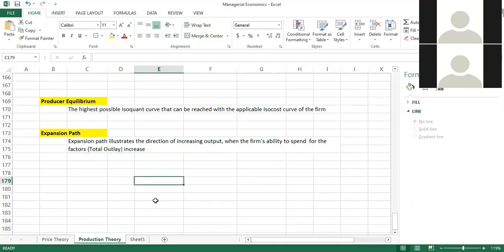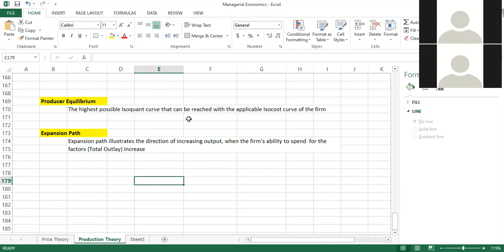Right? So always it will not be a graph like this, right? It will not increase in the same way. Sometimes it might increase towards the vertical axis. Sometimes the direction may be towards the horizontal axis. That depends on what? That depends on the production technique used by the firm.